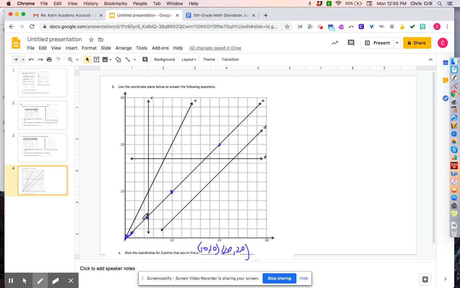0, 0 would be another coordinate point, but let's go to 12. 12, 12. Okay, so that's pretty cool. So this line that passes right through the origin, if we wanted to write a rule, we could just write the rule is y is equal to x, or x is equal to y.